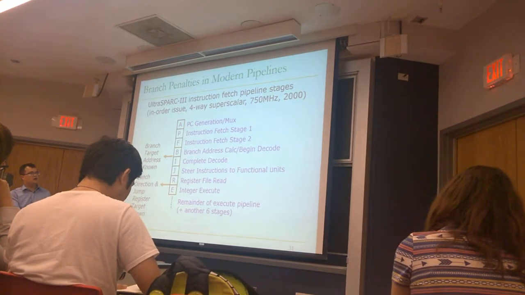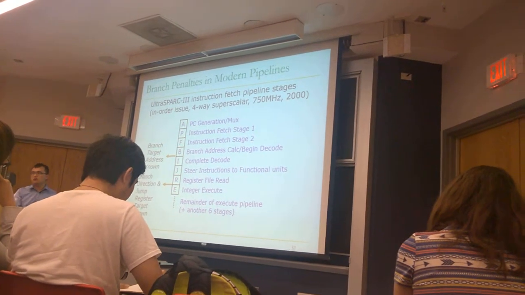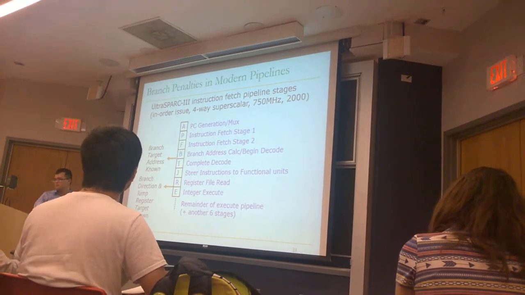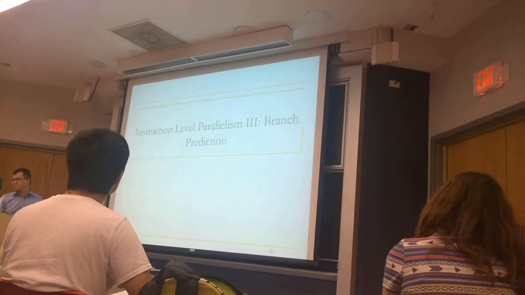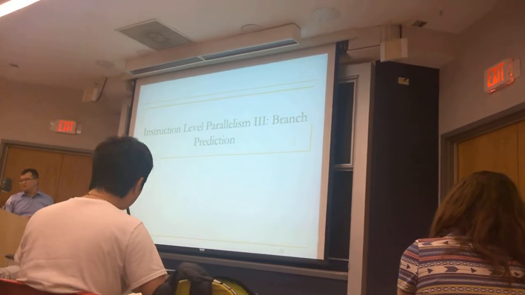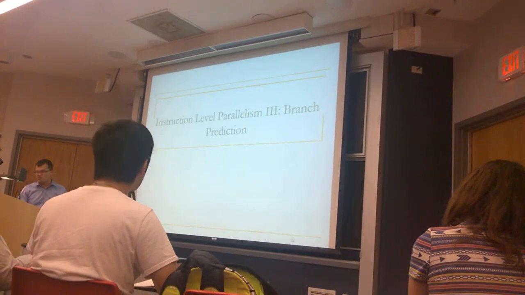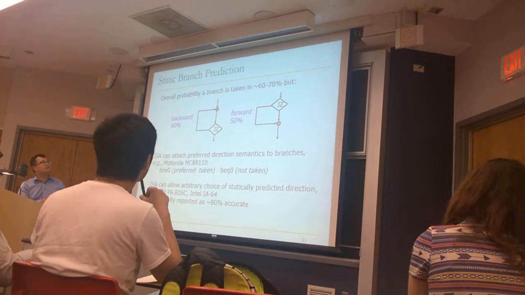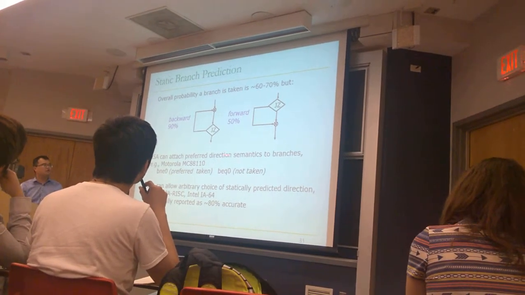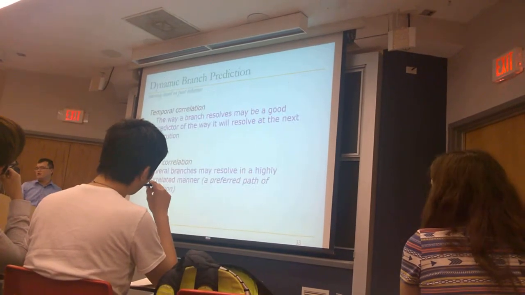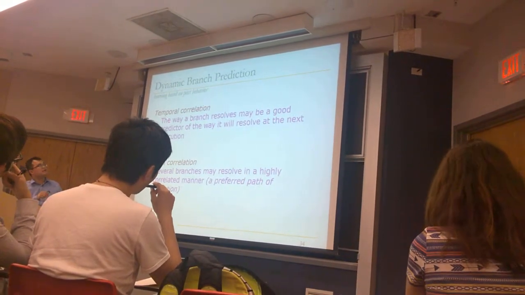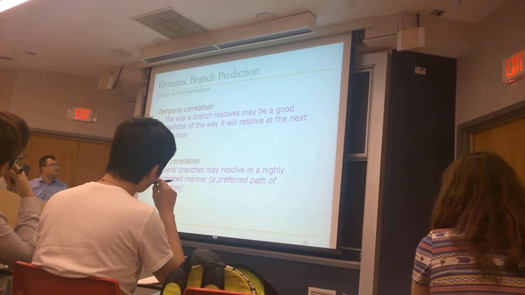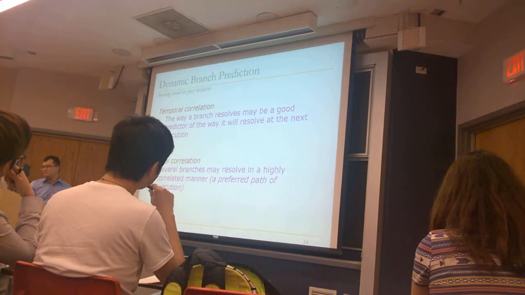So make sure at which stage we will get the target address and the branch direction. The last one is about the branch prediction. The first is the static branch prediction, which is encoded in the ISA. And in our class, we focus on the dynamic branch prediction, taking advantage of temporal correlation and spatial correlation.